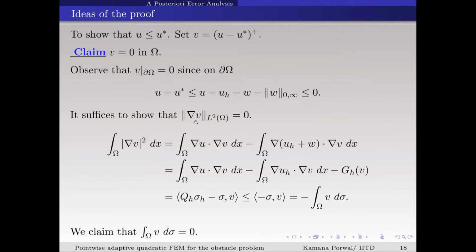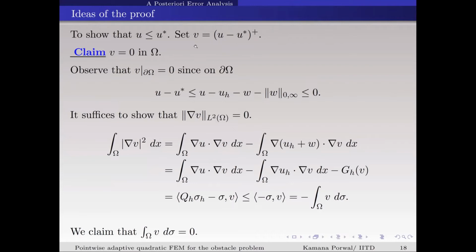So first we show that u is bounded above by u upper star. The idea here is that I'm going to take the positive part of u minus u star, and I'm going to show that that is 0. If the positive part of u minus u star is 0, then basically u minus u star is non-positive. So we define the function v as the positive part of u minus u star, and our claim is that this function vanishes in omega.